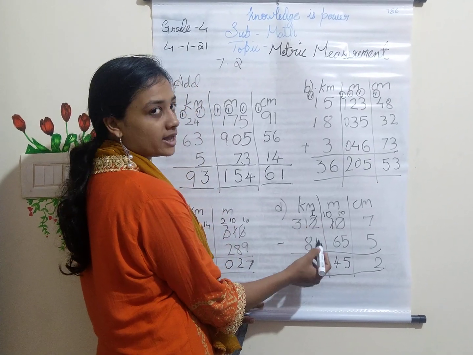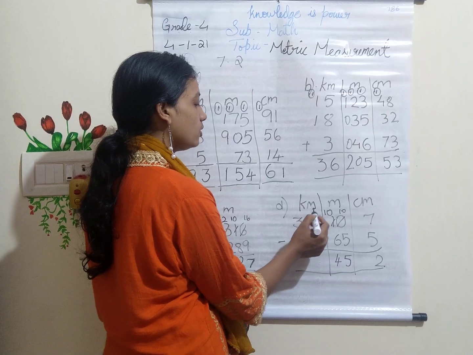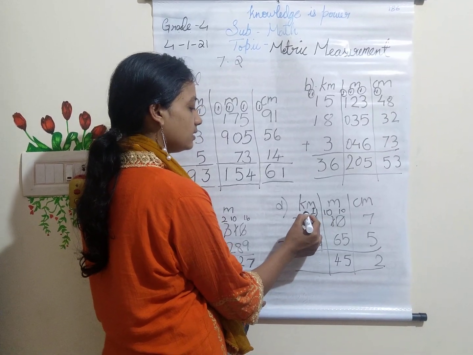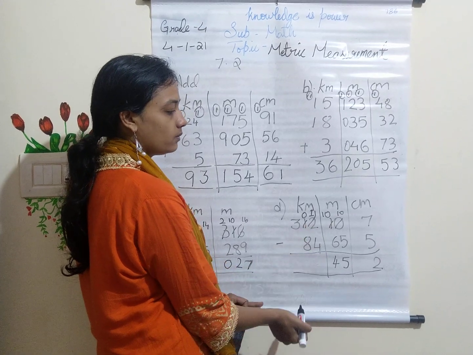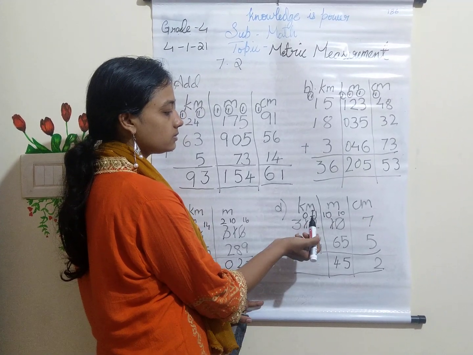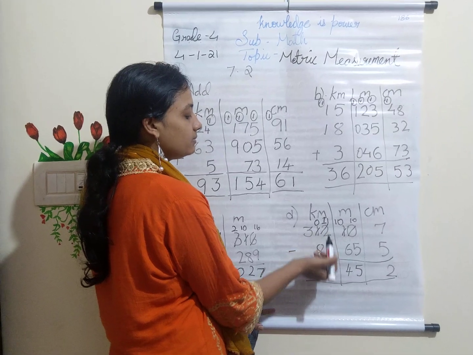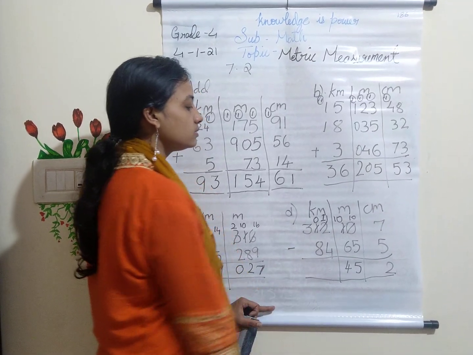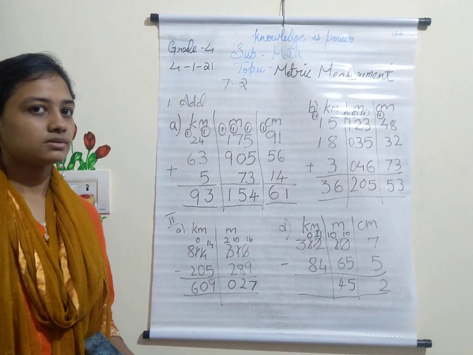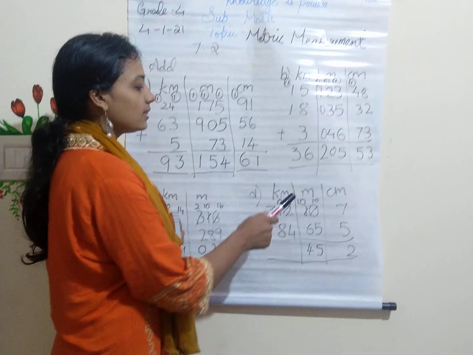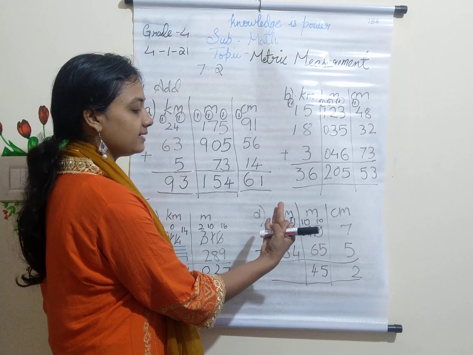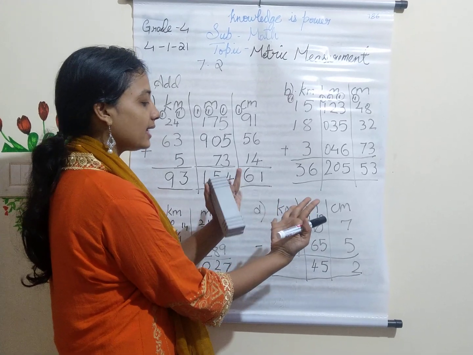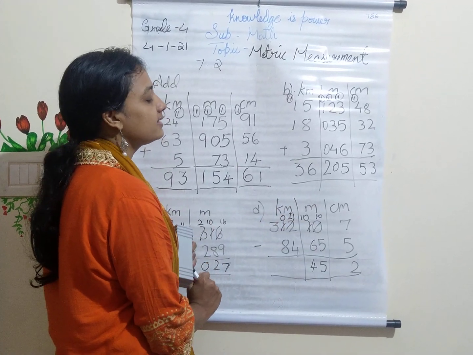Now 1 minus 4 again I can't. So I'll take a borrow. 1 becomes 11. This 1 becomes 0. 11 minus 4 would be equal to... 11 minus 4. After 4, 5, 6, 7, 8, 9, 10, 11. So the answer is 7.